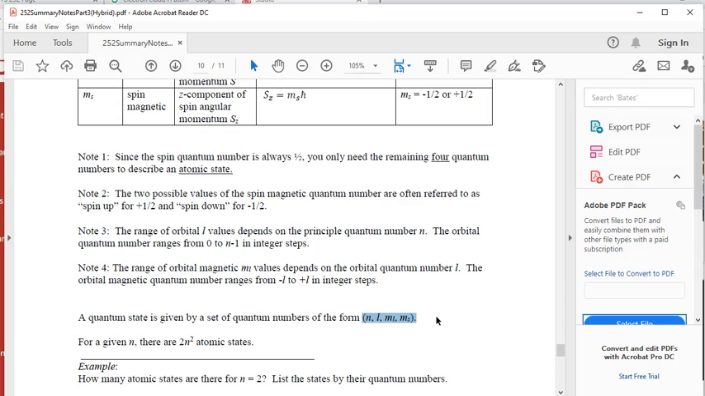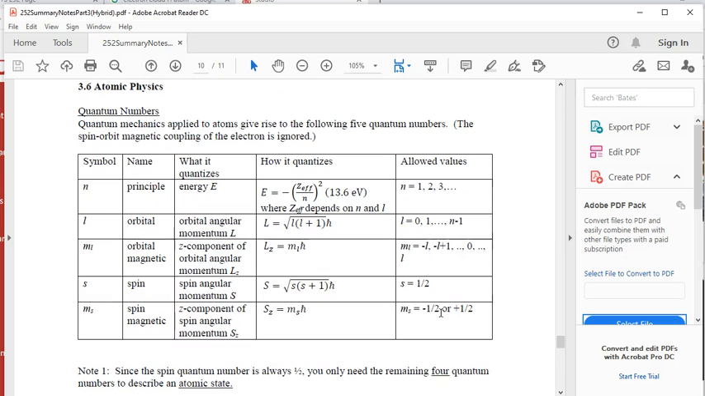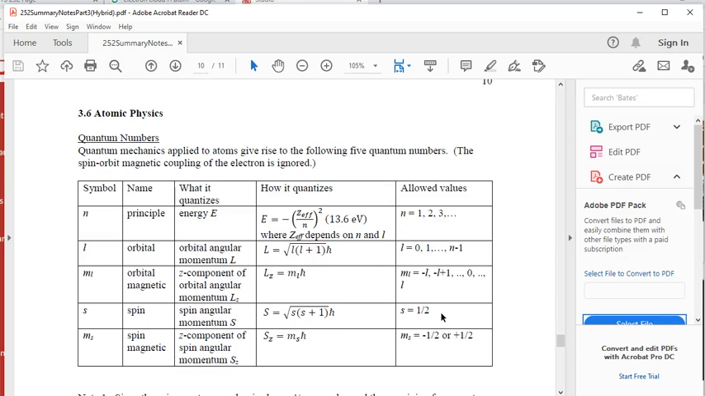Now I am going to say one more thing before we look at possible combinations. We are ignoring something here. So this is really a simplification somewhat. We're ignoring the interaction of the spin of the electron with the orbit of the electron. And what I mean by that is, if you think about it, a charge orbiting is going to produce a magnetic field.